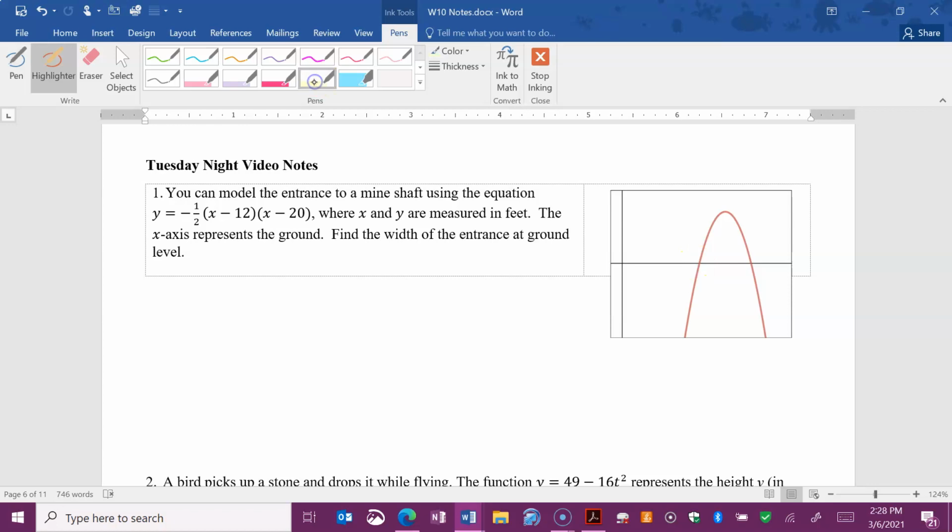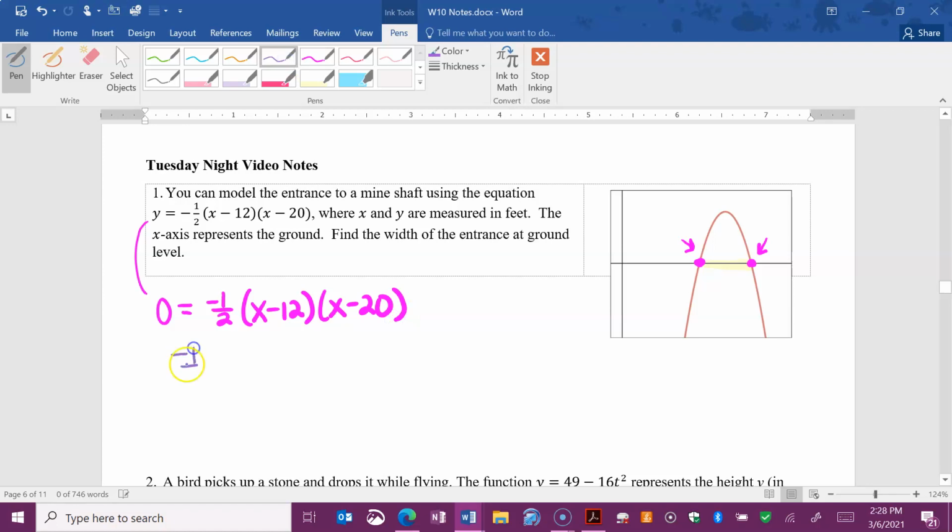So we're looking for this width right here. I'm looking for this point to that point, that distance. So we're going to try and find these two x-intercepts, and we find those two x-intercepts by setting this equation equal to 0. Luckily for us, this is already factored for us. So when I set each factor equal to 0, this one doesn't make sense. x minus 12 equals 0, that means I have x at 12. And when I set x minus 20 equal to 0, that means I have x at 20.